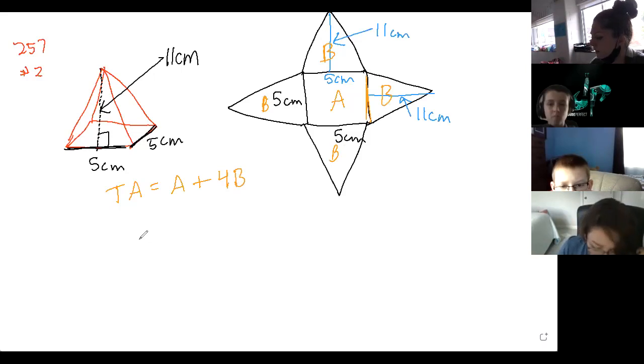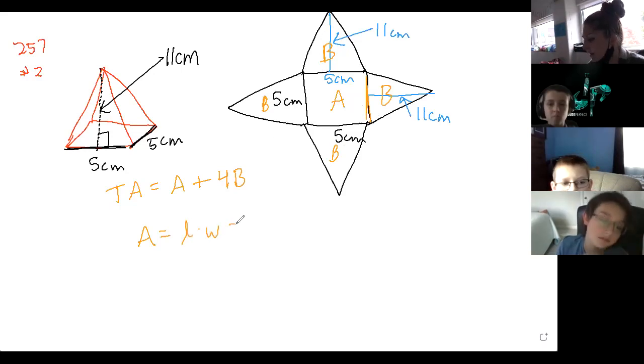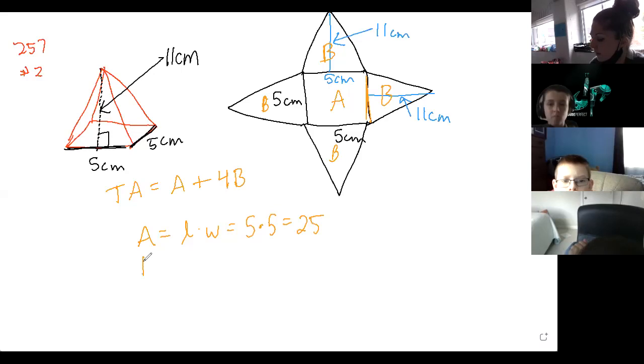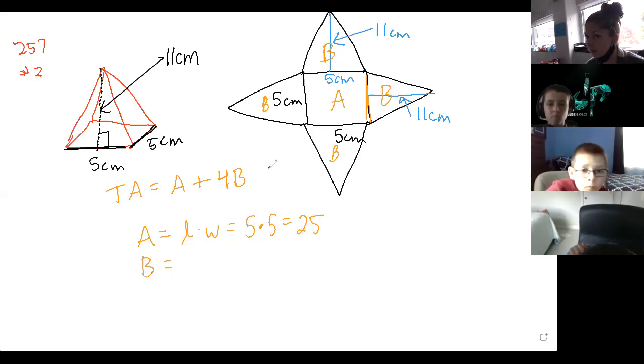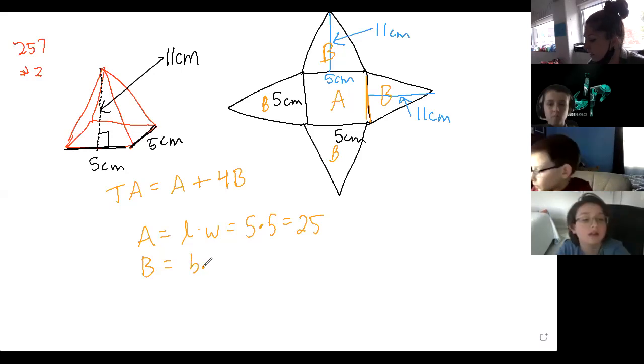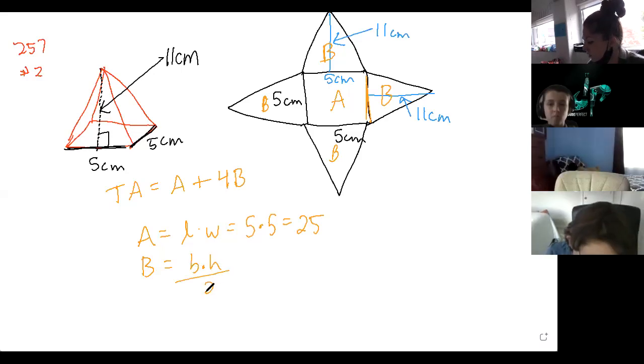All right, let's find it. What is the formula for the area of the square? Length times width. And what is length times width in this case? 5 times 5, and that would be 25. What about the area of a shape that's called B? That's a triangle, right? So it's base times height divided by 2. What's the base? What's the height?